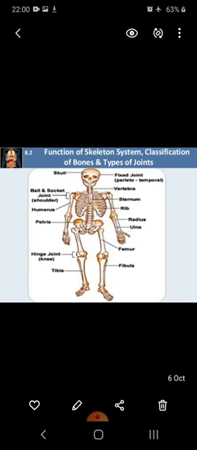The human skeleton serves major functions like support, movement, protection, etc. So this is our skeletal system, and you can watch it thoroughly, and I will give you a brief about it. As I have already told you, there are 213 bones in children and 206 bones in adults.